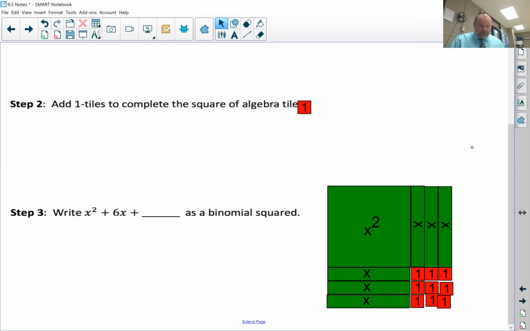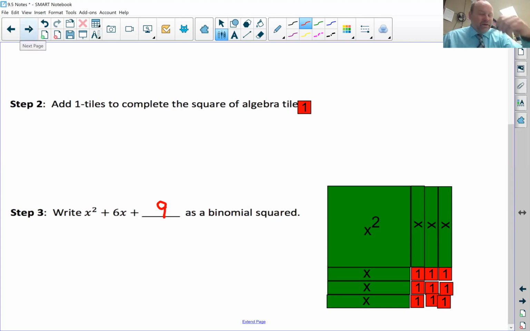All right, so it looks like I needed 9 single tiles to make my square. So that would mean I added 9 to make a perfect square binomial. All right. So that's going to be important to remember, or that's going to hopefully help us to see what's going on here.